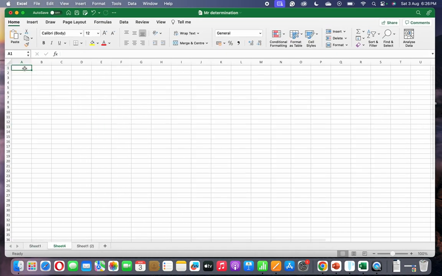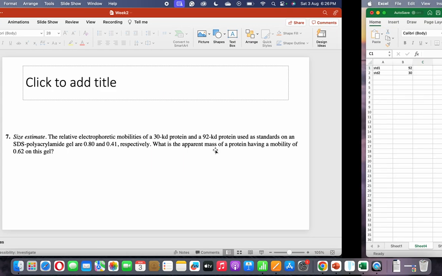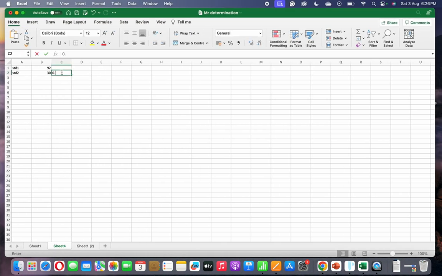So we have standard 1 and standard 2. This is 92 kilodaltons and this is 30 kilodaltons, right? The mobility of the 30 kilodalton is 0.8. Mobility of 92 kilodalton is 0.41, right? So this is 0.80, this is 0.41. Okay. So first step is to calculate the log of the molecular weight.